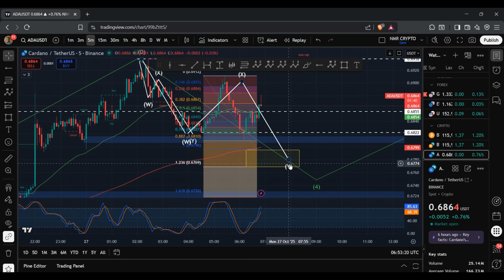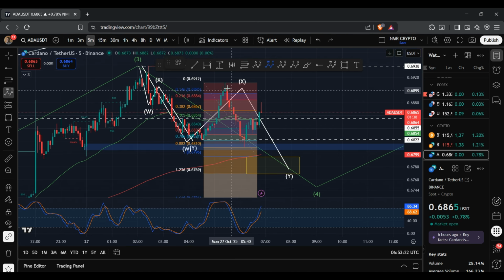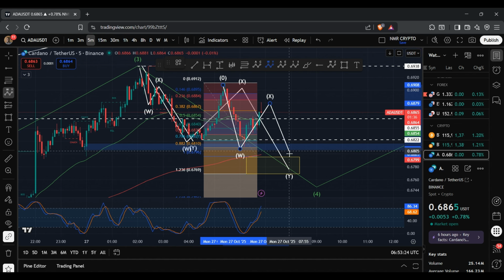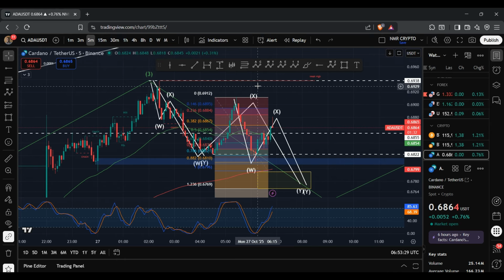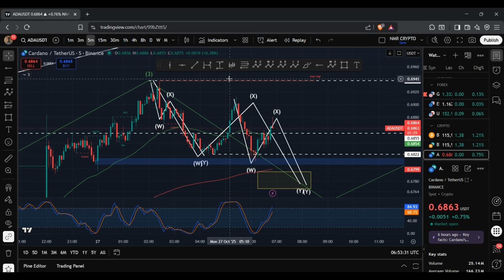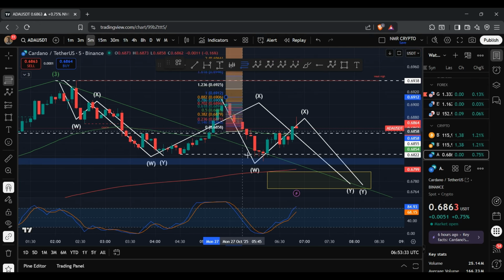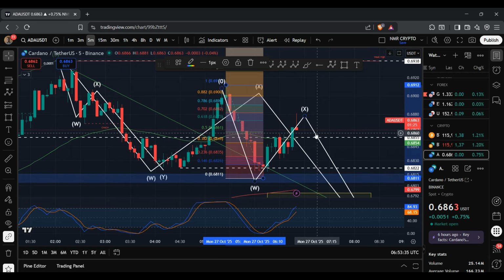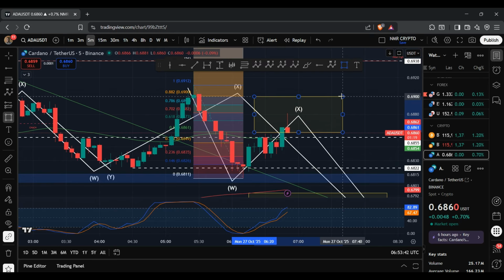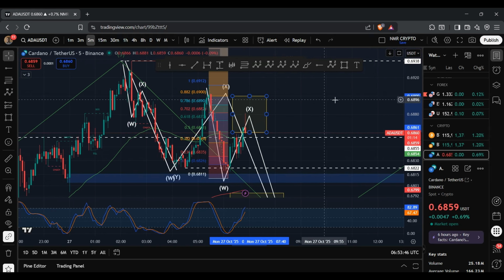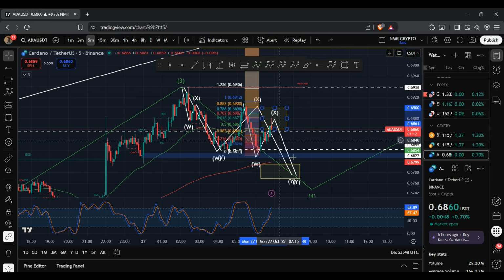And what we could have forming within this Y wave is a WX structure, like so. So it's possible that ADA is now within this X wave, which again would typically reach anywhere between 50 to 88.2% of the W wave. And that region sits between 68.61 cents to 69 cents. And so if ADA was to continue to move to the upside and exceed the 88.2% retracement level, it's possible that the Y wave would have completed and we then see that reversal to the upside.